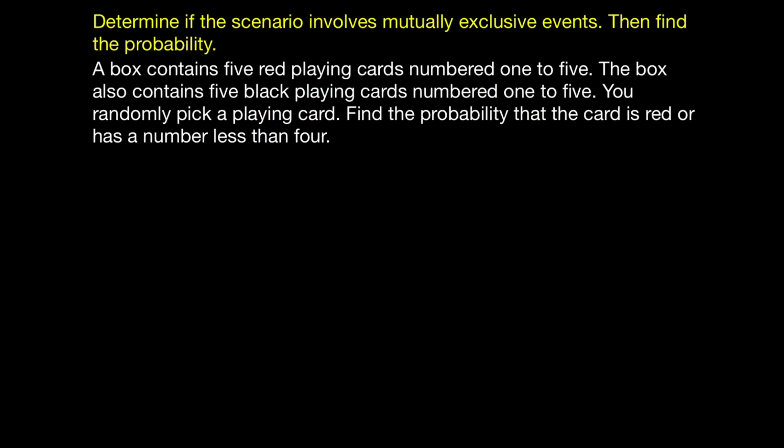Let's look at one more example. Here I have a box that contains 5 red playing cards numbered 1 through 5. The box also contains 5 black playing cards numbered 1 through 5. You randomly pick a card, find the probability that the card is red or has a number less than 4.